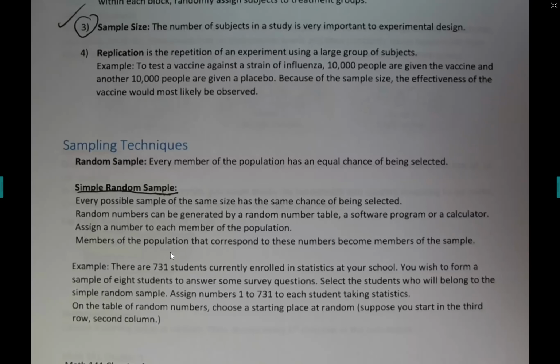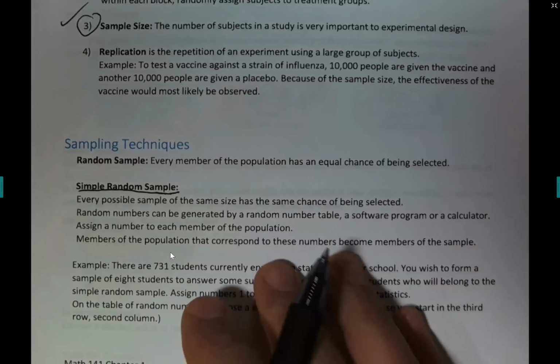Okay, I'm going to show you how to use a table. If I provide a table, you can do that. Your calculator can also select. So here's one way to do it, guys. You can put 731 numbers in a basket and collect just 8. That would be the best way. But if it's not possible to write down 731 names and put them in a basket, you probably want to refer to technology to do it for you, or to the table that I'm going to show you in a second. Okay, in a table of random numbers, choose the starting place at random, and I'll show you how you can pick them.